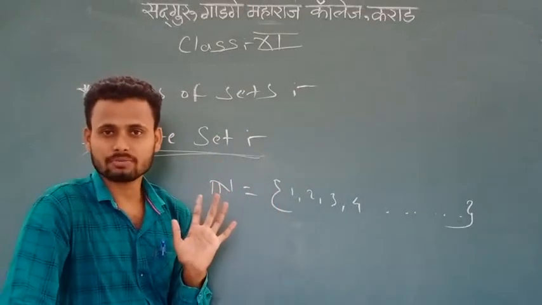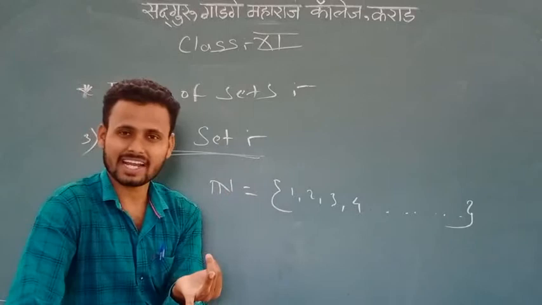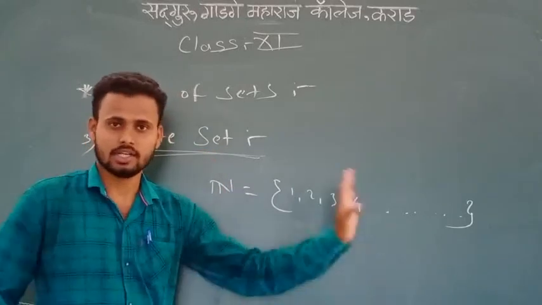There are four main types of sets. The first one is the empty set, the second one is the singleton set, the third one is the finite set, and the fourth one is the infinite set.